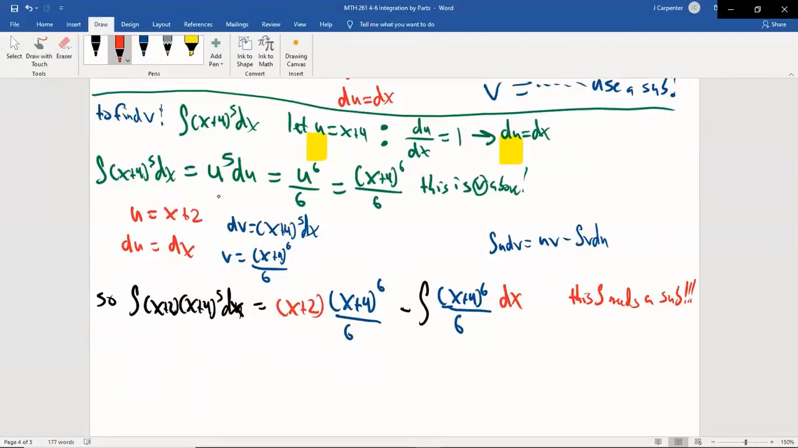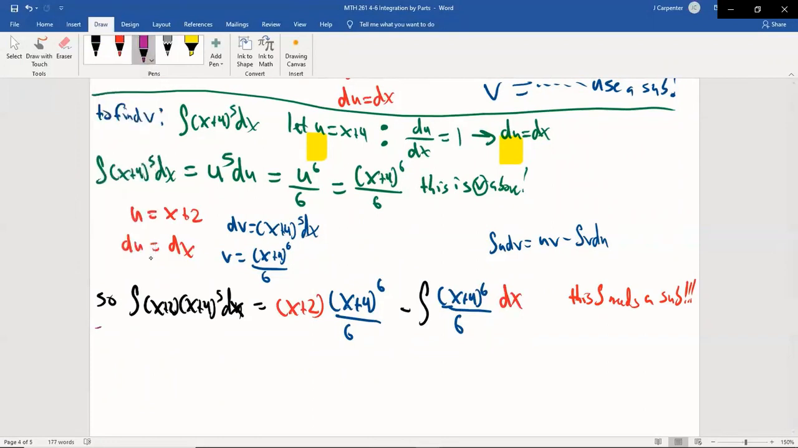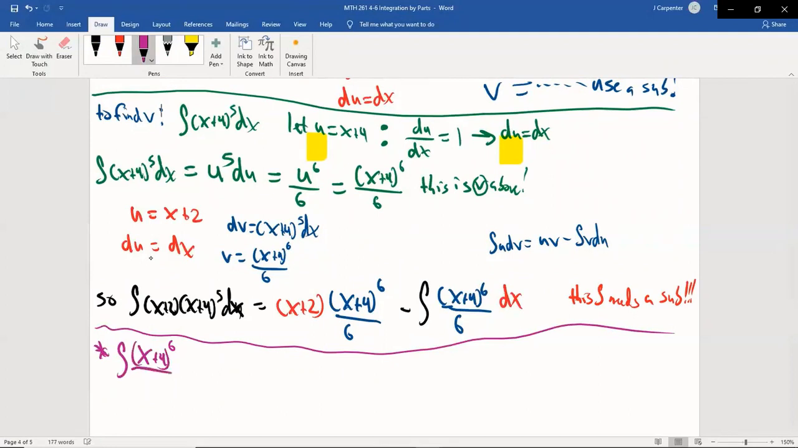So for this last integral, we need to, again, go to the side, and let's use, how about purple this time? So the integral of x plus 4 to the 6th over 6 dx. You're going to say, no surprise, let u be x plus 4, so that du over dx is equal to 1. Multiply both sides by dx, and you get du is equal to dx, a coincidence.